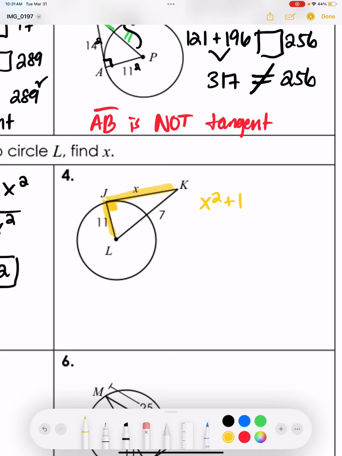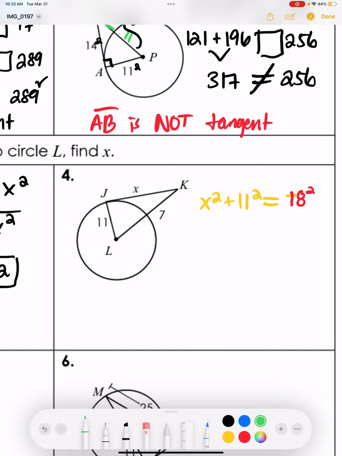X squared plus 11 squared equals, is it 7 squared? No. So this is 7, and then this is going to be 11, because from the middle to the edge is 11. So that's going to be 18 squared. Okay, so KL, from K to L, this is 18. That's what we want to add.